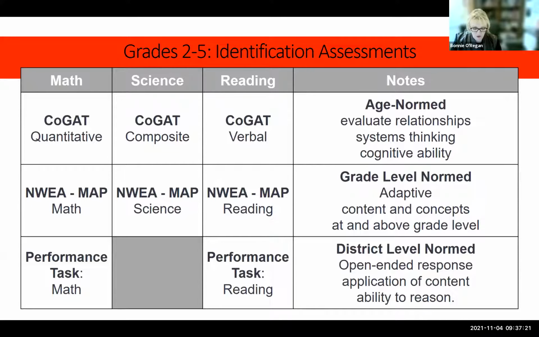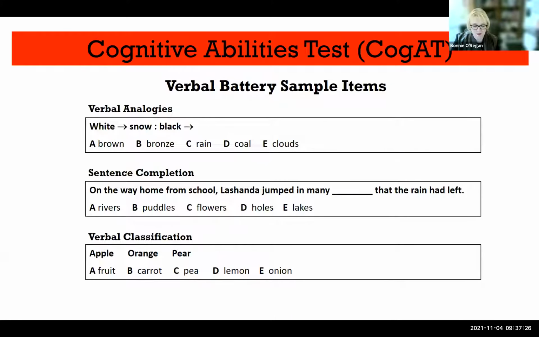So let's take some time to look at what each of these assessments look like. The first type of assessment is an ability test. We use a cognitive abilities test, better known as the CogAT.